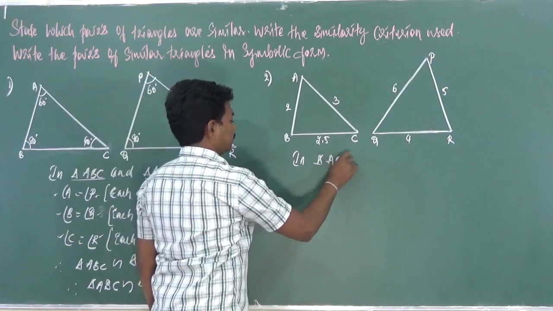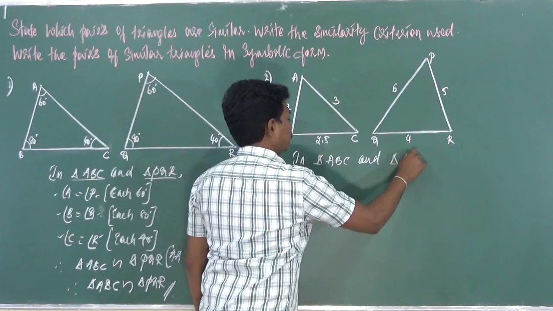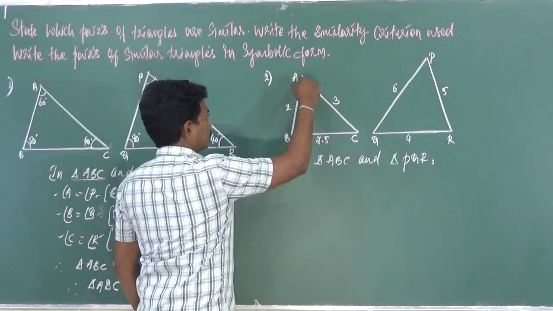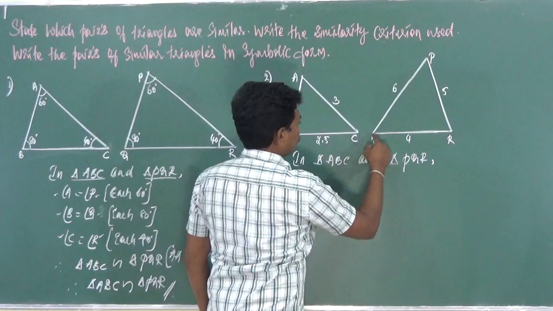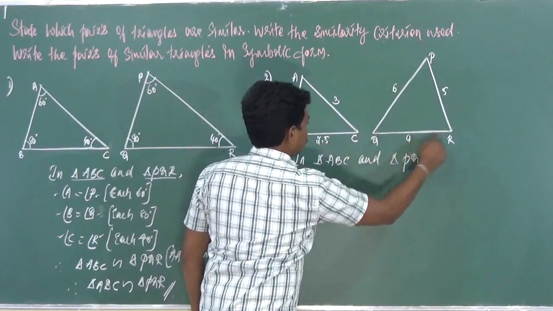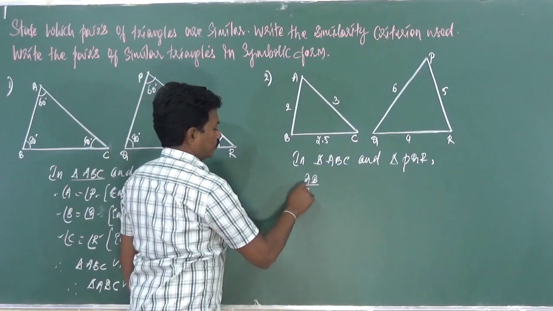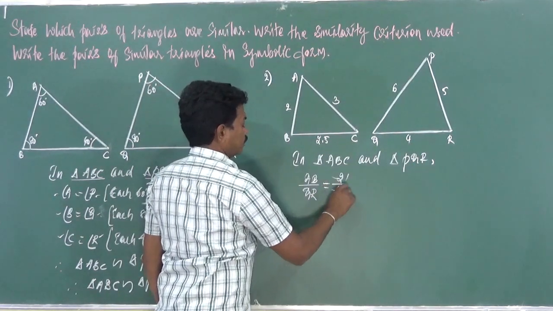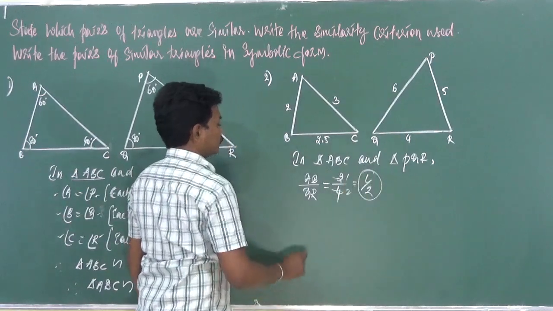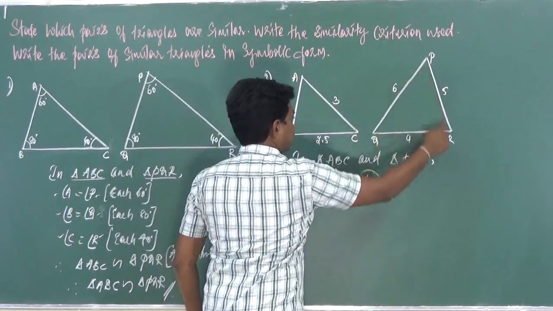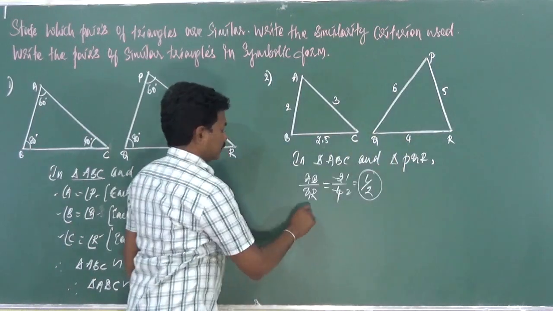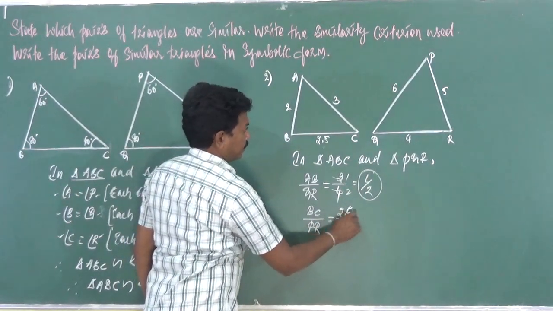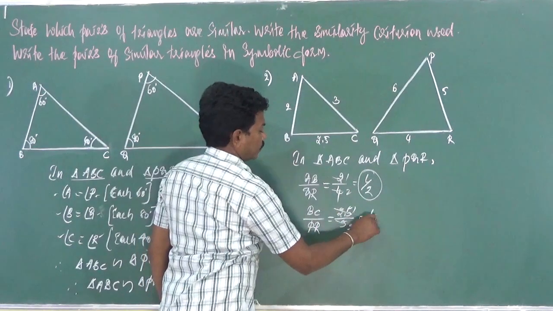So let us take the triangles. In triangle ABC and triangle PQR, let us take the ratio between the corresponding sides. So AB by QR, we can take it. AB by QR is equal to, AB is 2 and QR is 4, so that becomes 2 by 4, that is 1 by 2. Now again BC by PR, it's 2.5 and 5 here, so BC by PR is equal to 2.5 by 5, that is 1 by 2 again.